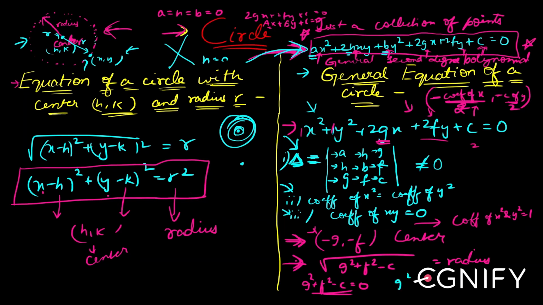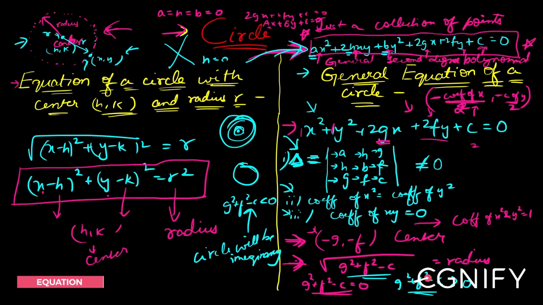If g square plus f square minus c is greater than 0, then I will say, okay, a circle will exist, right? A small circle or a big circle will exist depending on what value g square plus f square minus c is. But if your g square plus f square minus c is less than 0, then radius will be under root of something negative. So if this is what is coming, then the circle will be imaginary. So these are a few important points.